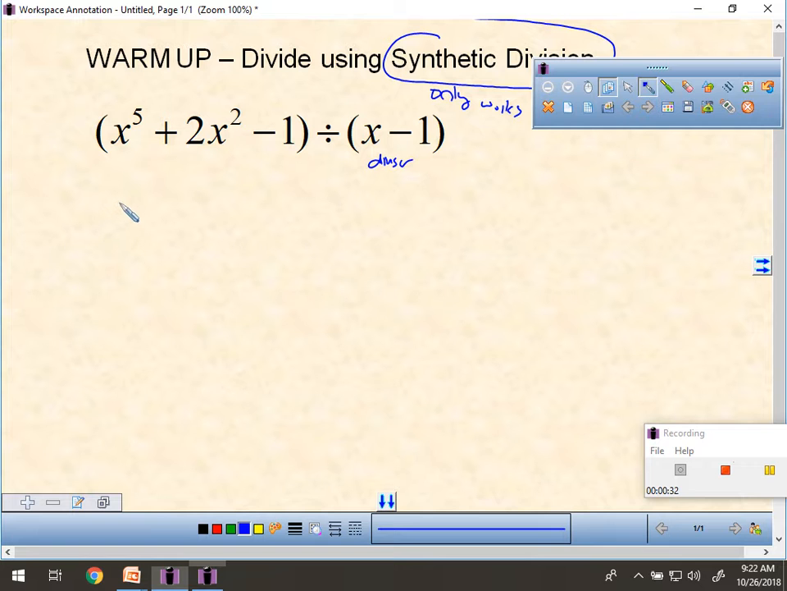To do synthetic division, you put a half box and you draw a line. What goes in the half box for this problem? Positive one, right? You always think the opposite. And so then you put your coefficients down.